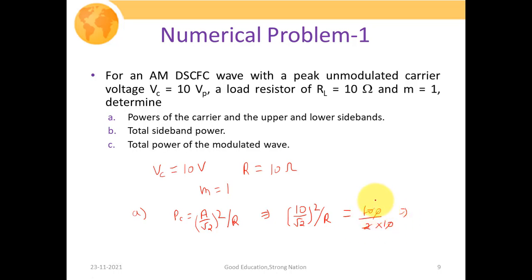That turns out to be 5. So PC, or carrier power, would have been evaluated as your 5 watts. So this is your carrier power. Then we also have to calculate the upper sideband and the lower sideband.